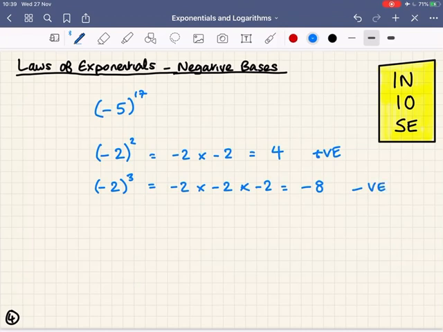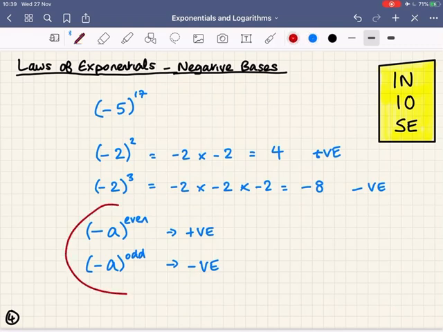So in general, if I have a negative number and I raise it to an even power, I will get a positive result. And if I have a negative number raised to an odd power, I will get a negative result. Very important, make sure that you remember that behavior. It's very useful, and people make silly mistakes all the time with that particular problem.